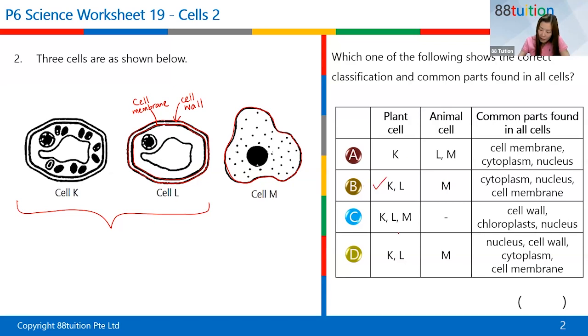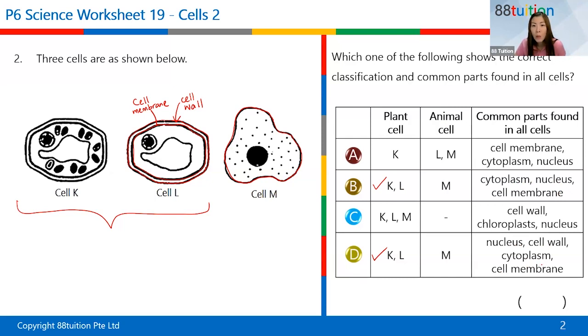So it's either this or this. What are the common parts found in all the cells? Let's look at option B: cytoplasm, nucleus, and cell membrane. Then let's look at D: nucleus, cell wall, cytoplasm, cell membrane. Do you think it could be D?